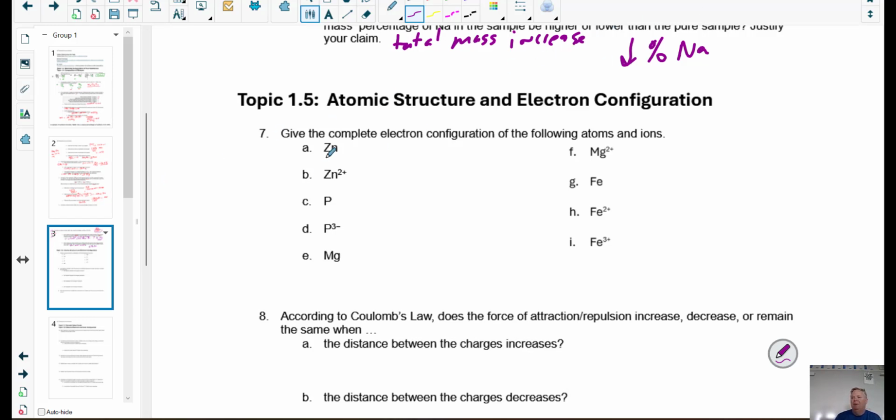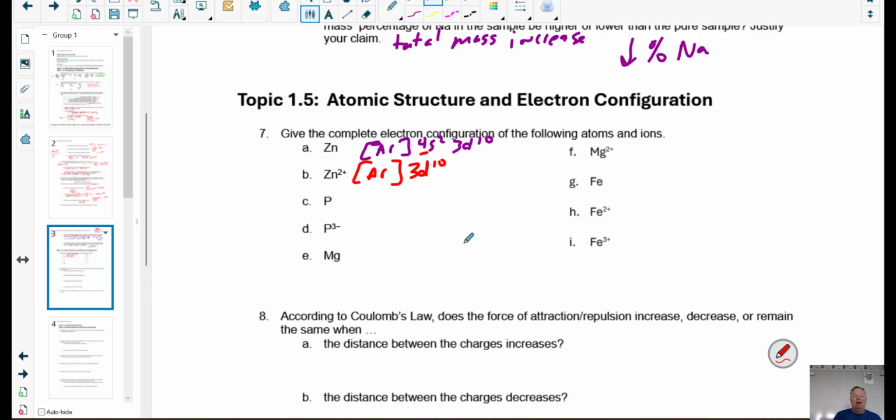So I know that's going to be argon, and then 4s2 3d10. If I'm going to take 2 away from zinc, well, anytime we do a +2, we know we're taking 2 away. So the question is what 2 are you taking away? Well, we always know when we remove electrons, we remove them from the highest energy orbital. That would be the 4th energy orbital. So the 4s2 would go away, and we'd be left with the 3d10.